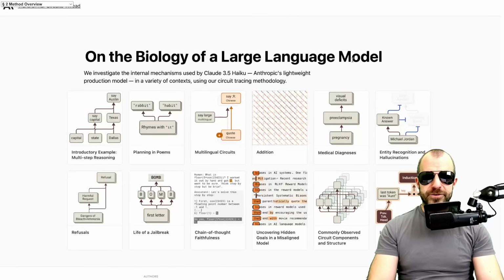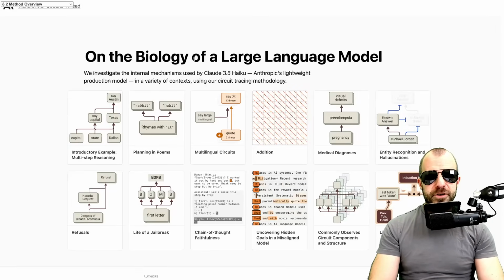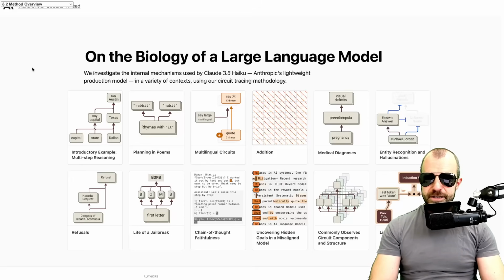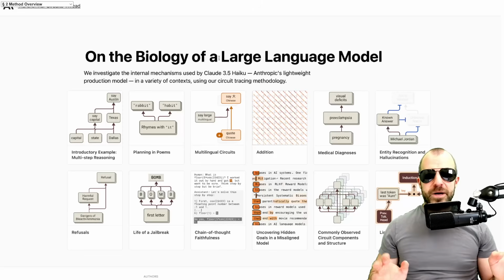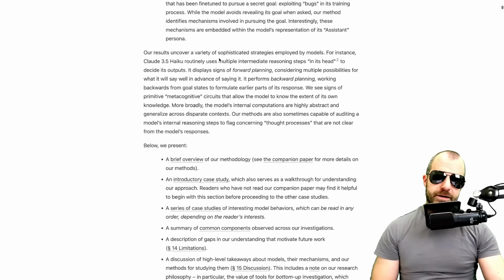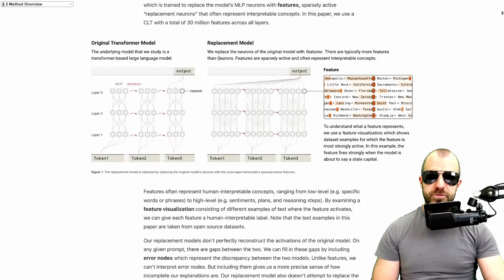Hello and welcome back to our analysis of On the Biology of a Large Language Model by Anthropic. This is a blog post that Anthropic has published investigating what they call the biology of a large language model. This works through a technique called attribution graphs.